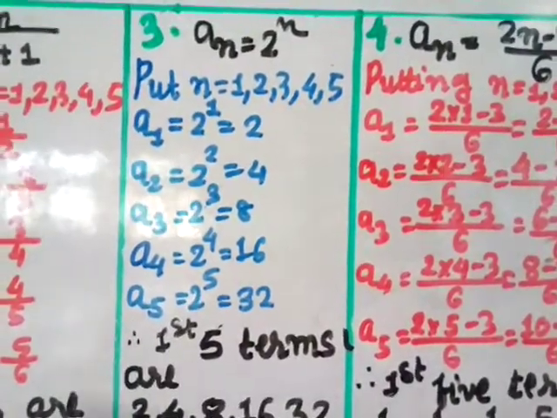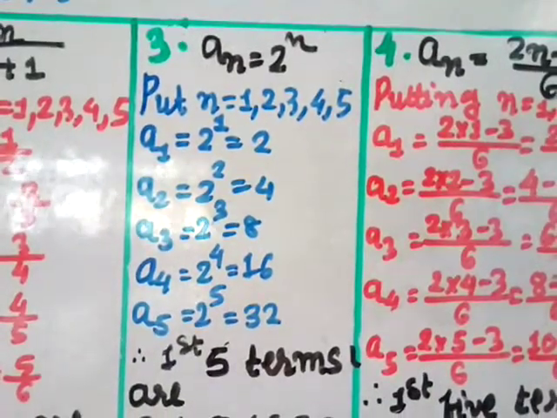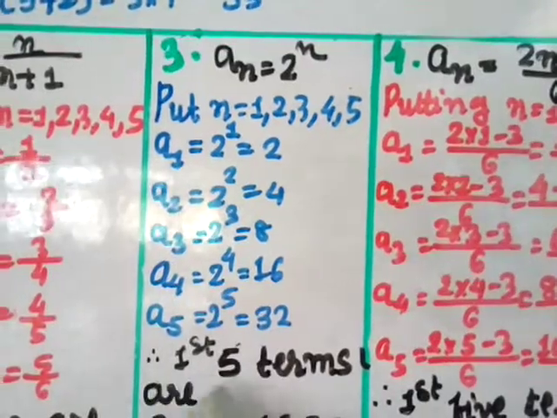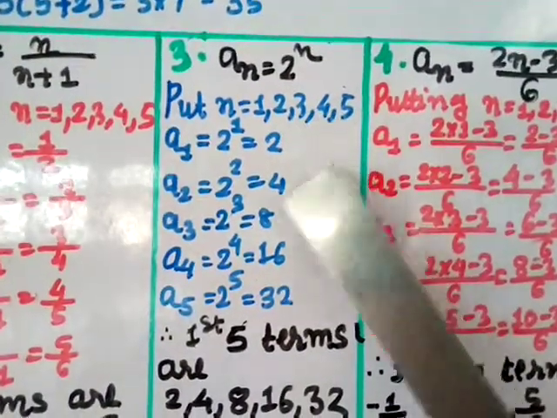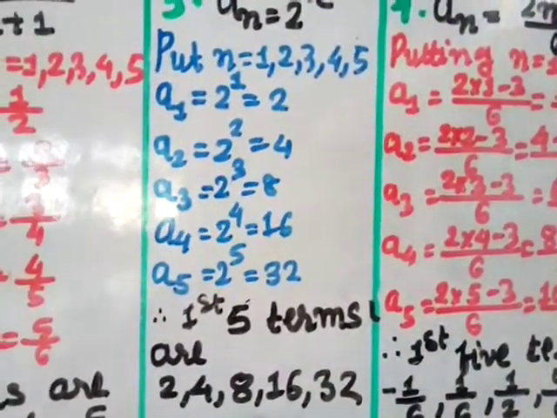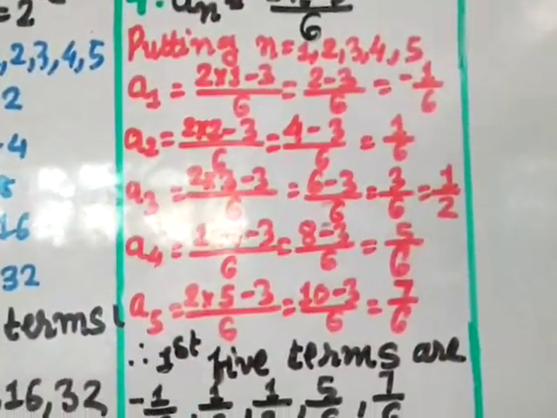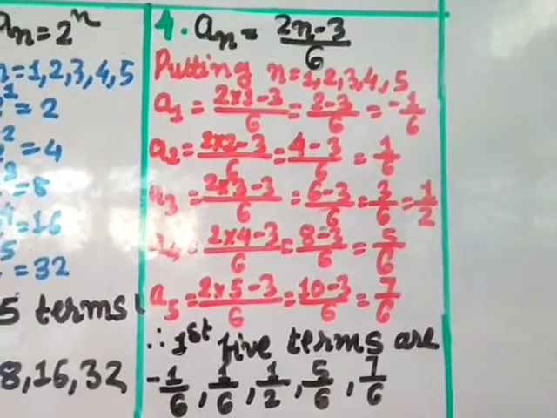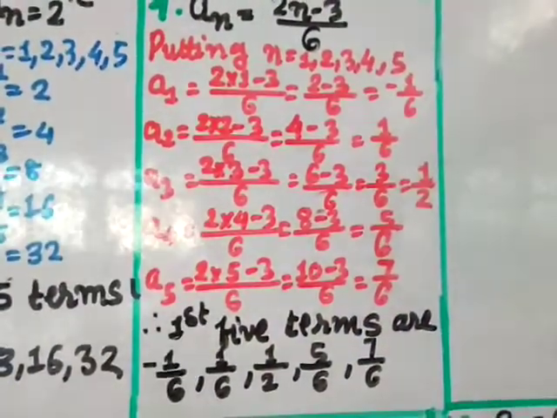Now n equal to 5. So a5 equals 2 power 5, which is 2 into 2 into 2 into 2 into 2, giving you 32. Therefore, the first 5 terms are 2, 4, 8, 16, 32. I have written over here 2, 4, 8, 16, 32. Question number 4. an equals (2n minus 3) divided by 6. We have to find the first 5 terms. So put n equal to 1, 2, 3, 4 and 5. Start with n equal to 1.